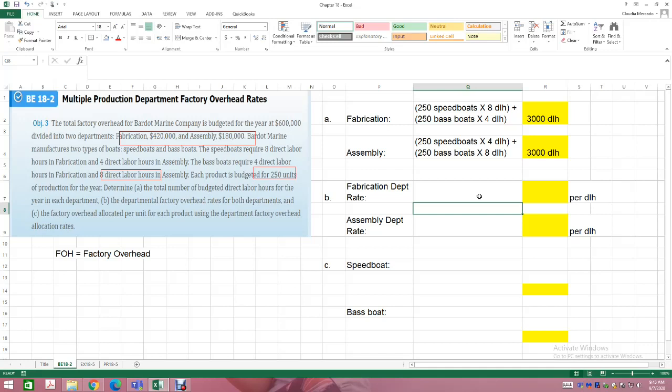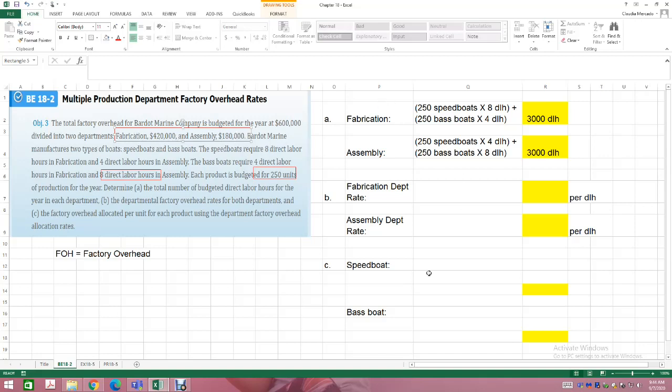Now, requirement B. Determine the departmental factory overhead rates for both departments. So we have to determine the factory overhead rates for both departments. It says here at the very beginning that the total factory overhead budgeted is $600,000 for both departments. Fabrication is $420,000 and assembly is $180,000. So what we're trying to figure out is how we are going to allocate these costs over to our product, whether it be our speedboat or a bass boat.